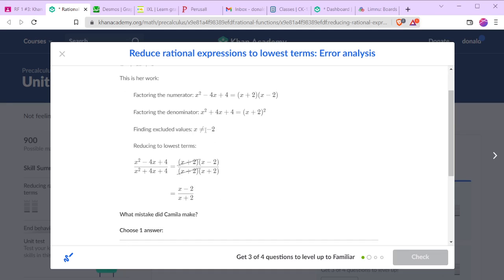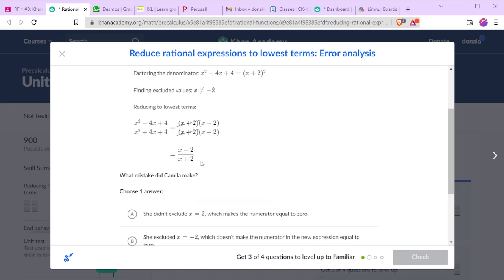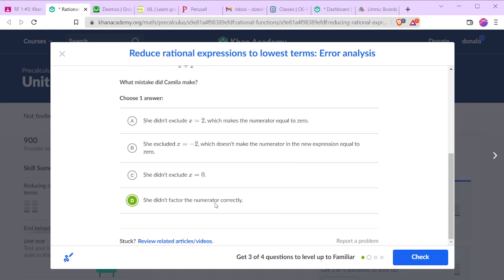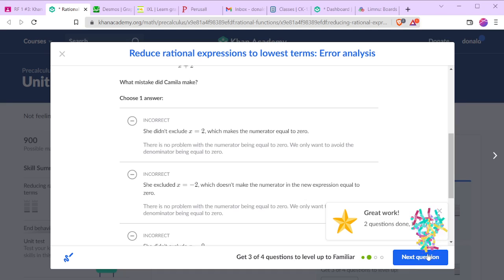So the denominator does have the right excluded values, but she has canceled a term that should not cancel. It should be x minus 2 squared over x plus 2 squared. So she didn't factor the numerator correctly.